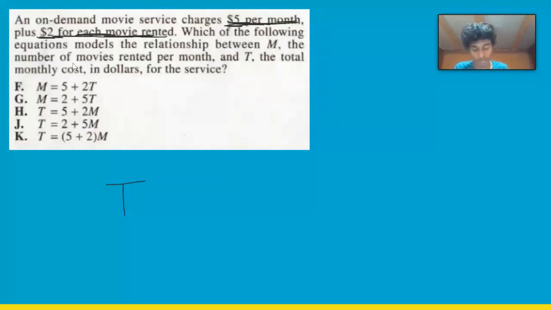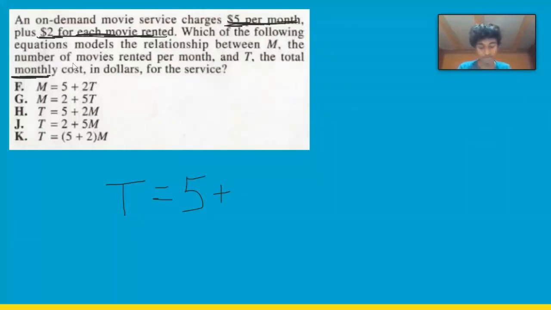This is the total monthly cost, so one month. What will the total cost be? Well, we know that the service charges $5 per month, and this is a flat fee of $5. This will never change, so for each month, the service will charge $5. So the total monthly cost will have a flat fee of $5, plus the cost that represents the number of movies rented per month.